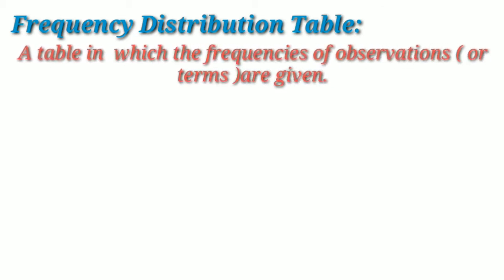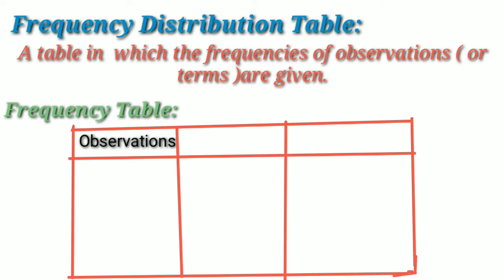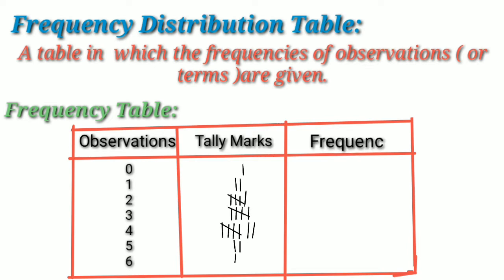Now let's move on. Next topic, frequency distribution table. What do you mean by frequency distribution table? A table in which the frequencies of observations or terms are given is called a frequency distribution table or simply a frequency table. A frequency table has 3 columns. We write the observation in their ascending order in the first column. Their tally marks are drawn in the second column. The frequency obtained by counting the tally marks occupy the third column.